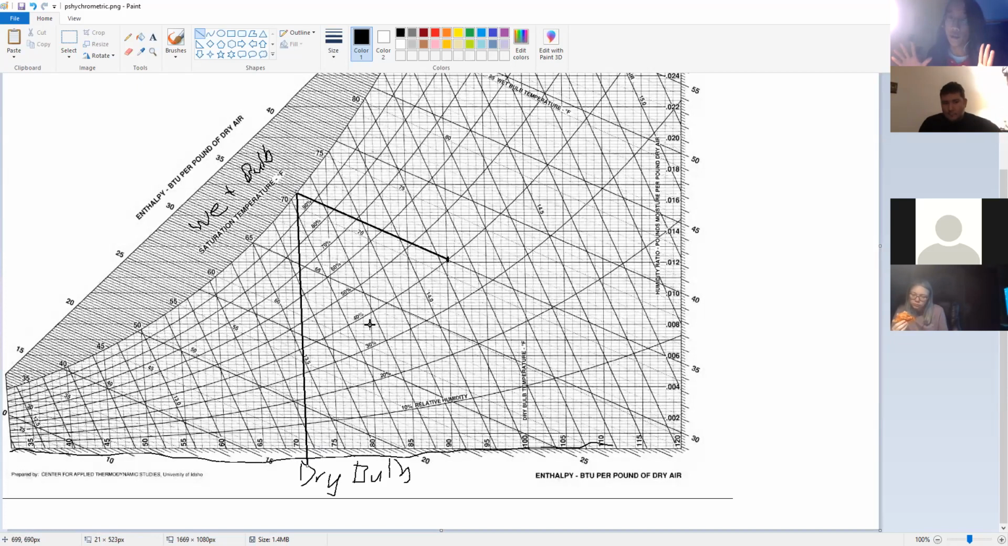So you're adding as much moisture as you can to the dry bulb temperature to reach the wet bulb temperature, and you reach this 100% saturation line right there. Any questions?